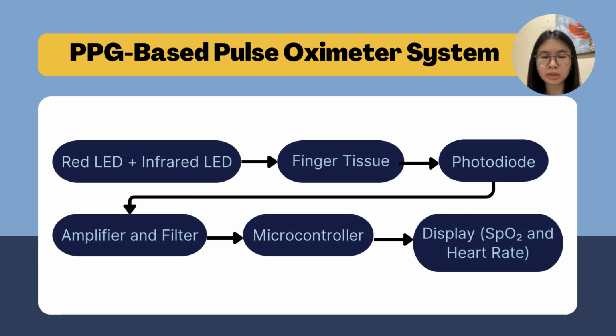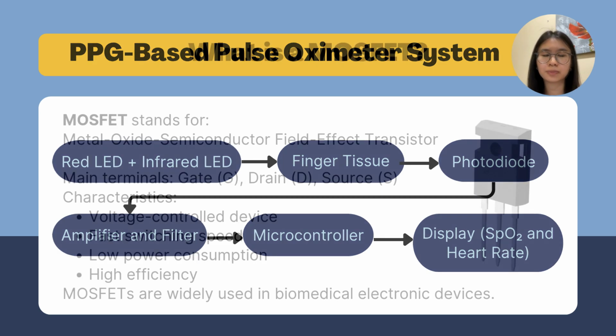This block diagram shows the overall operation of the pulse oximeter. First, the red and infrared LEDs emit light into the finger tissue. Then, the photodiode detects the transmitted light. The signal is then amplified and filtered to remove noise. Next, a microcontroller processes the signal and calculates the SpO2 value and heart rate. Finally, the results are displayed to the user.